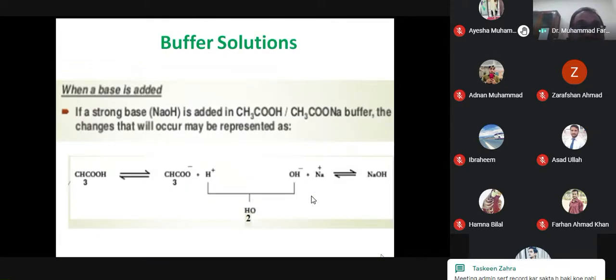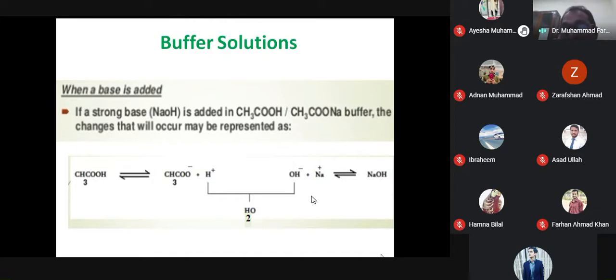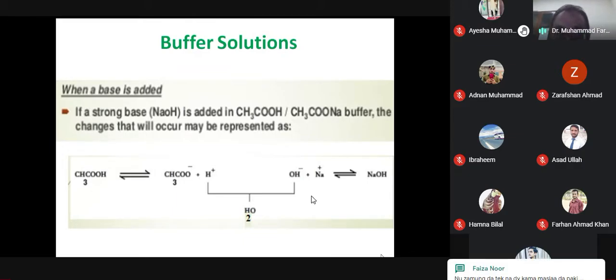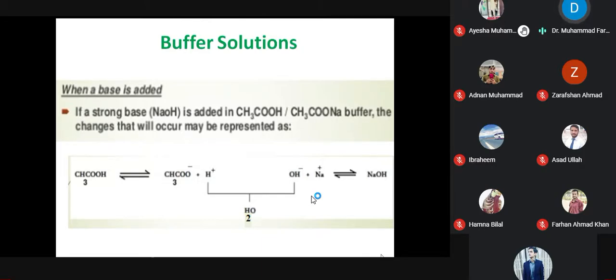Okay, now when a base is added, how will it maintain its pH? When a base, for example NaOH, is added, it will dissolve into Na plus and OH negative. Now, to neutralize the effect of the external OH ion, what will happen? CH3COOH will get dissociated, and it will produce hydrogen ion. This hydrogen ion will react with the OH which is added from the outside. So this will produce water. As a result, the pH of the solution will not change to a great extent. So the effect of the NaOH added will be neutralized by the acid which is already in the solution.